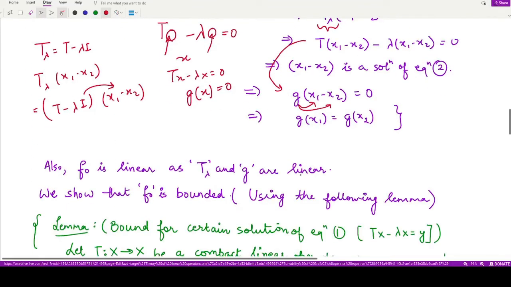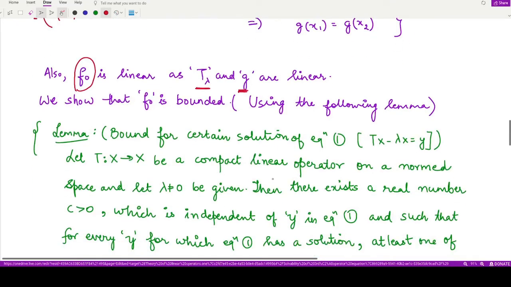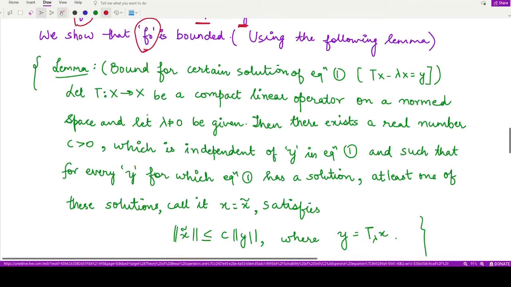Okay. Now this functional which we have defined just now is linear. Why? Because we have defined it in terms of T lambda and g, and both of them are linear. So next we have to show that this functional is bounded. Why is this so? Because later on we shall be using the Hahn-Banach theorem, which is only defined for bounded functionals. So here f0 is linear, that is okay. Now we have to prove f0 is bounded. For that we have a lemma whose proof we have just skipped here. So let's not go into the proof and come to the main result.